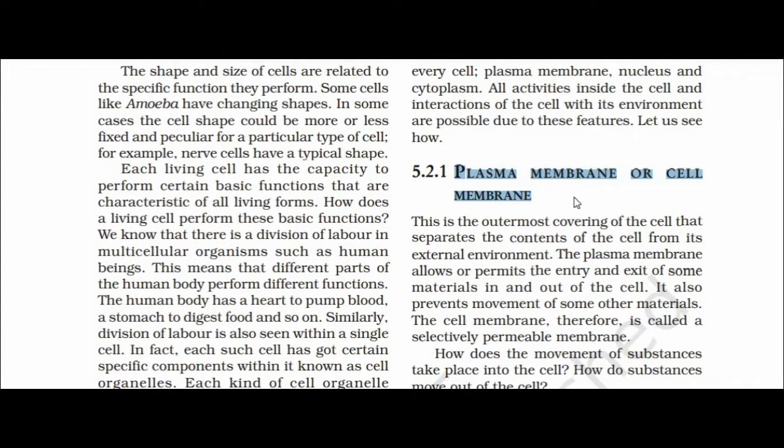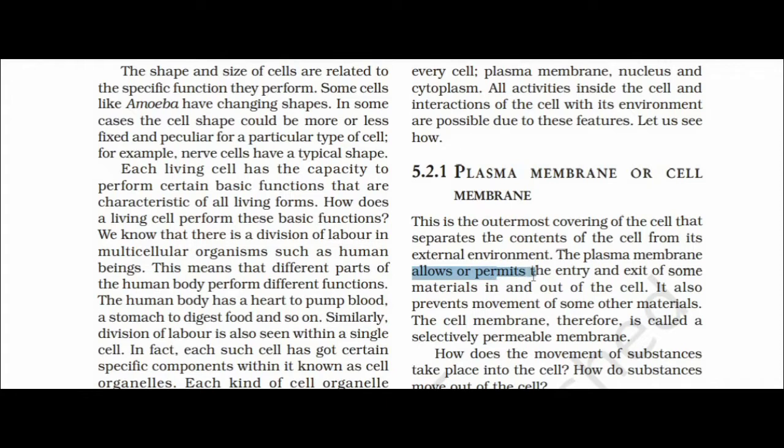Now what is plasma membrane? It is the outermost covering of a cell. What does it do? It separates the contents of the cell. Contents means whatever is there inside the cell, that is separated from the external environment. The plasma membrane allows or permits the entry and exit of some materials in and out of the cell.